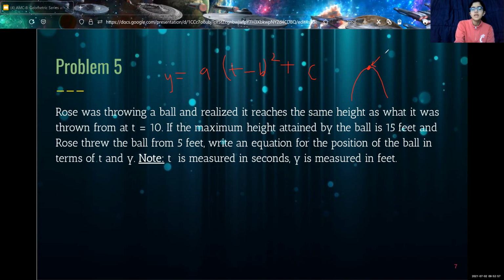So this is the vertex. The x-coordinate, which is just how far away from the y-axis it is, or in this case, the t-coordinate, would come first. And then we would have the y-coordinate, or how high it is, come second. So what in this vertex format does 15 feet represent?